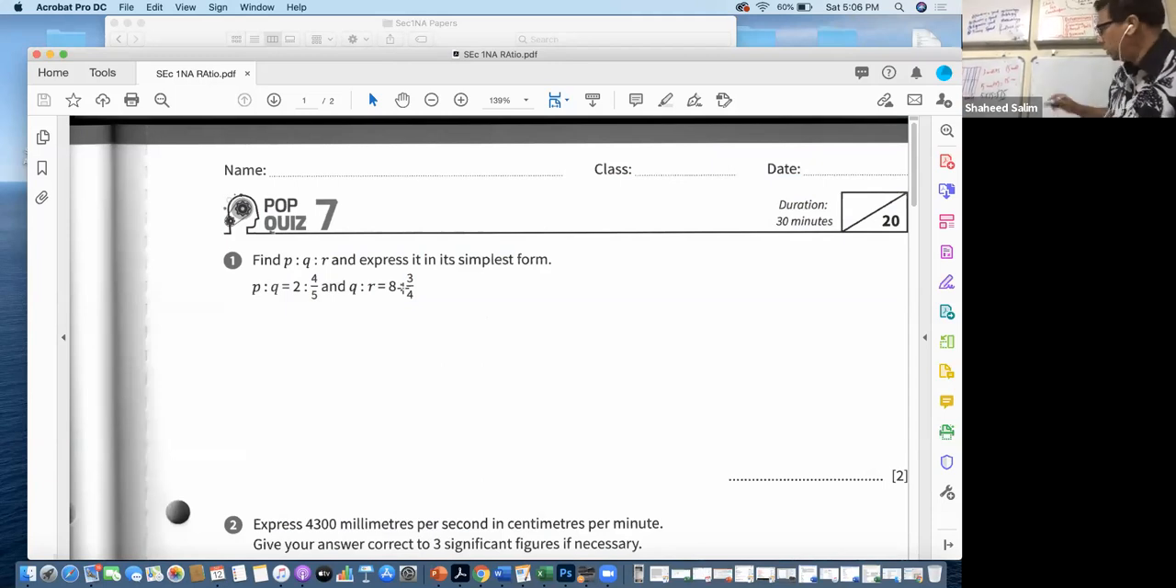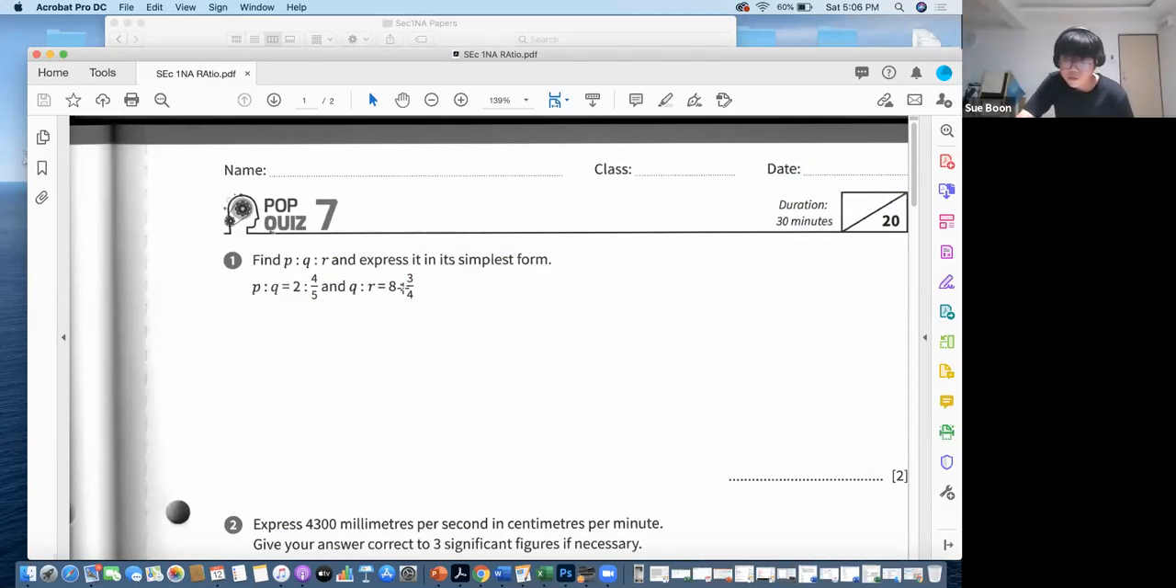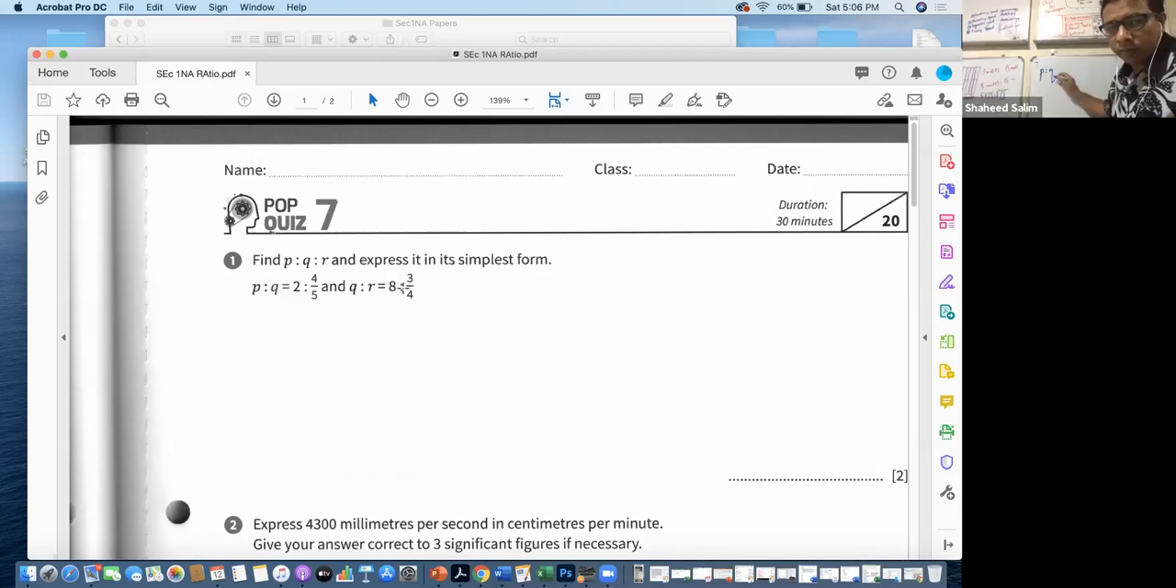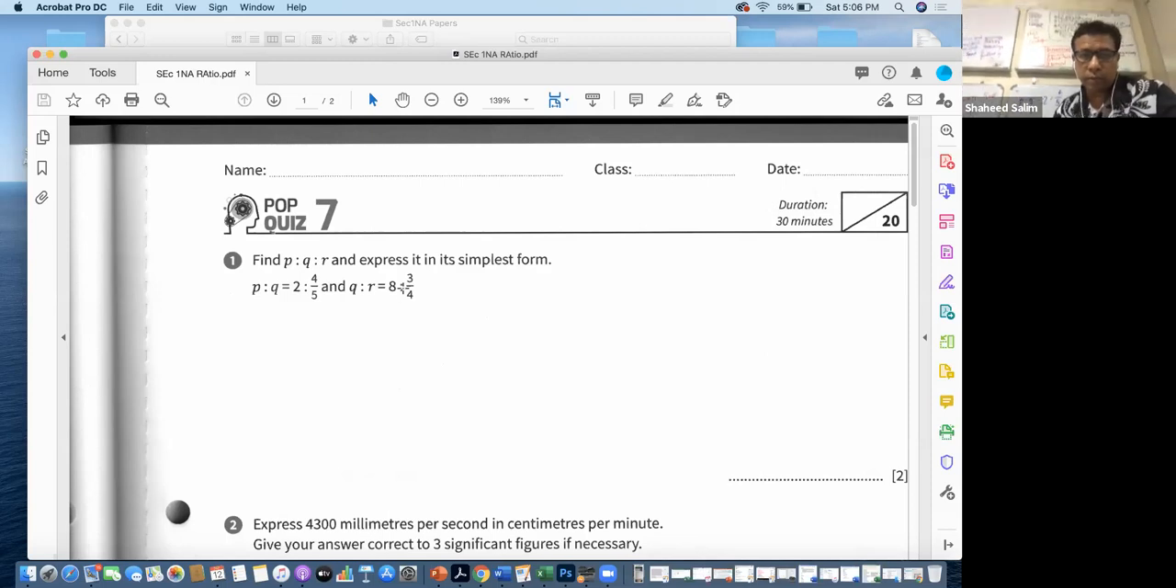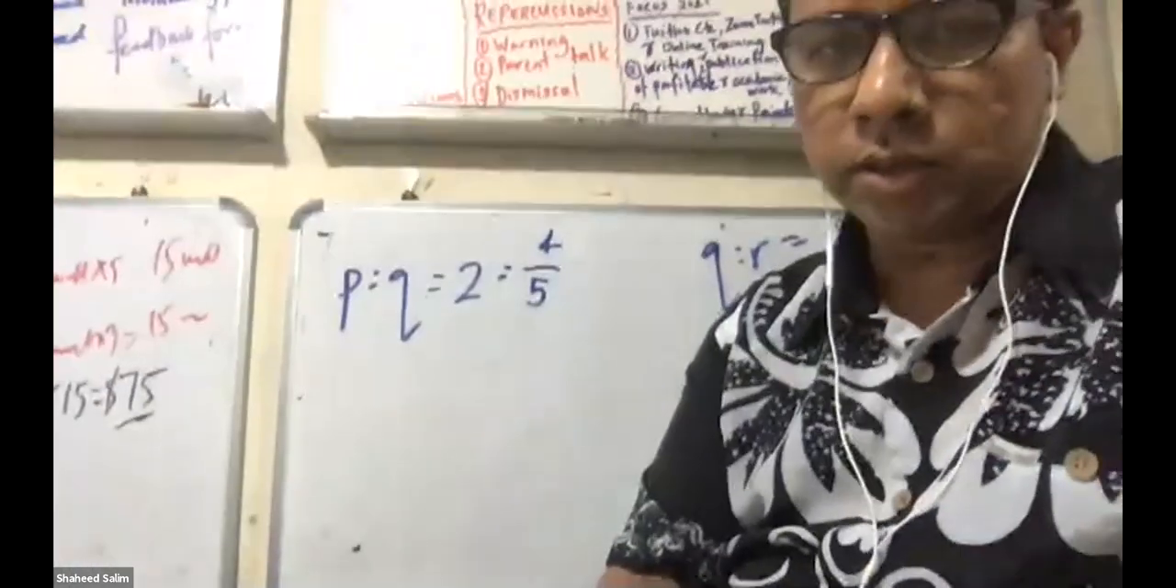Okay. P is to Q, I can't see. Oh, yeah, I'm just writing for a while. P is to Q equals 2 is to 4/5. Okay, Q is to R equals 8. Okay, yeah, you can see the thing now.